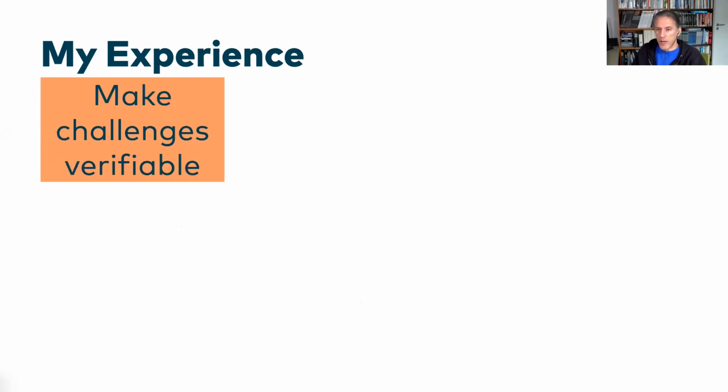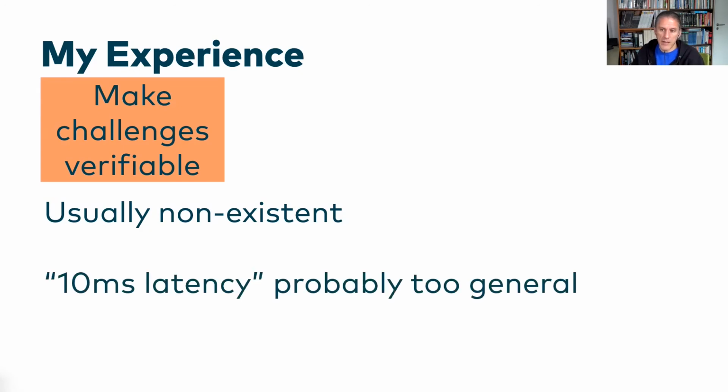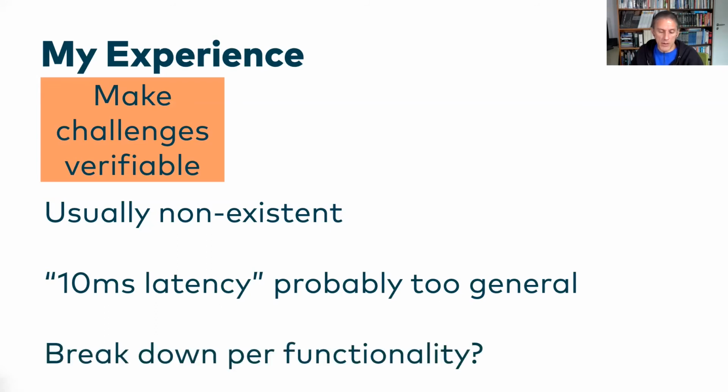Make the challenges verifiable. Usually that's non-existent. So I have yet to see an architecture document that says we are aiming for this kind of rating on the App Store or whatever, some kind of verifiable goals for user friendliness. And things like 10 milliseconds latency is also not enough, because you should probably break that down by functionality. There is a difference when I click on a link and it takes 10 milliseconds for the next page to load.